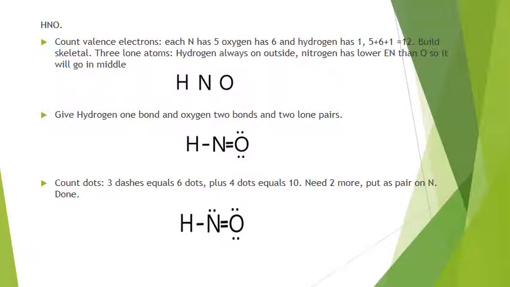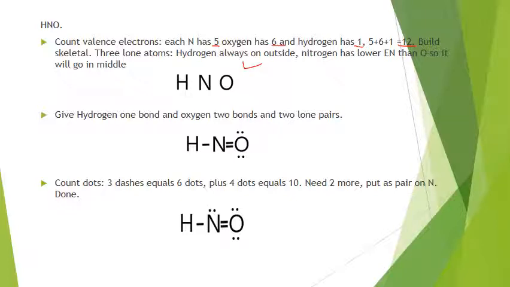Okay, HNO. Count the number of electrons. 5 from nitrogen, 6 from oxygen, and 1 from hydrogen, so 12. What's the structure? Hydrogen always goes on the outside. Oxygen is more electronegative than nitrogen, so put it on the outside.